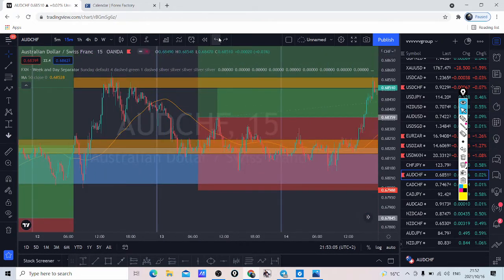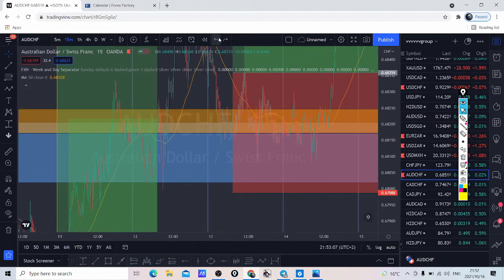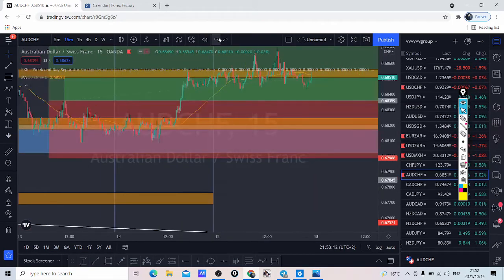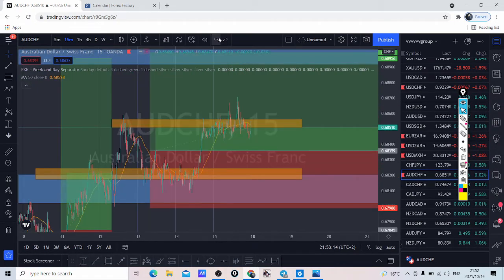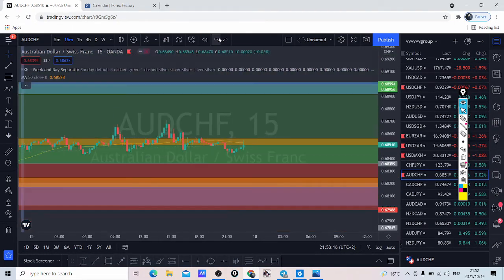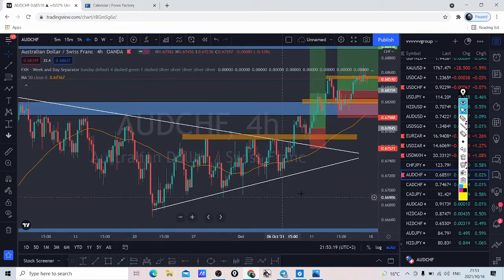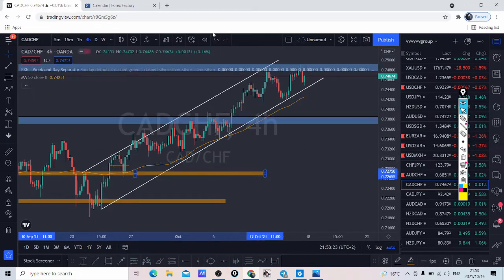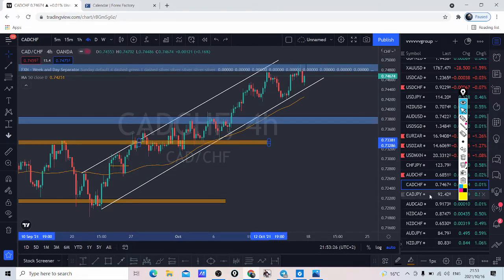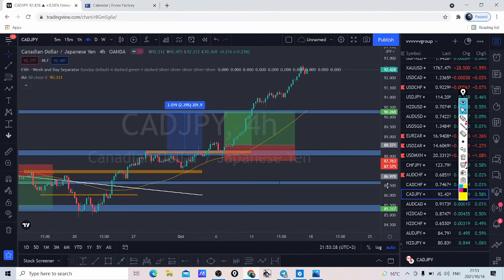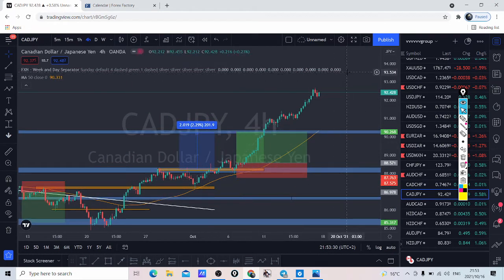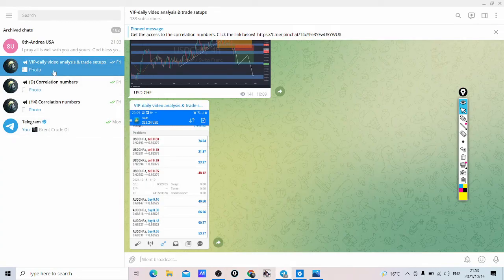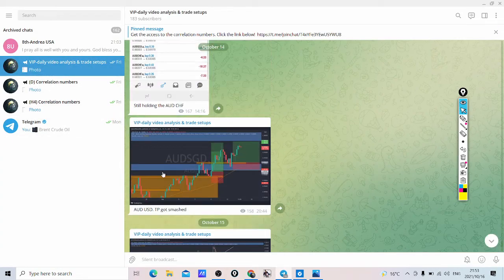But sometimes you won't get nice highs and lows of the day. That's why sometimes I wait for a bearish or bullish engulfing on the H4. So that's it on AUD Swiss. Let's look here. Nothing interesting on CAD Swiss, CAD JPY. The market is already up. We were looking for a buy, and the signal was given, guys.